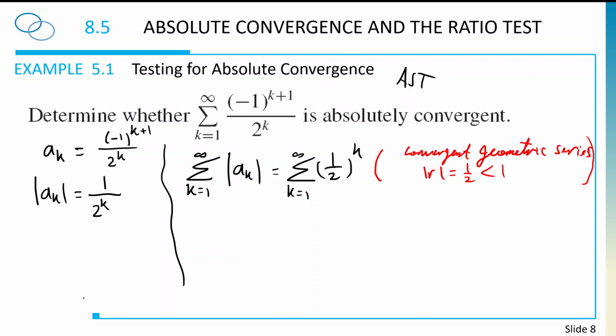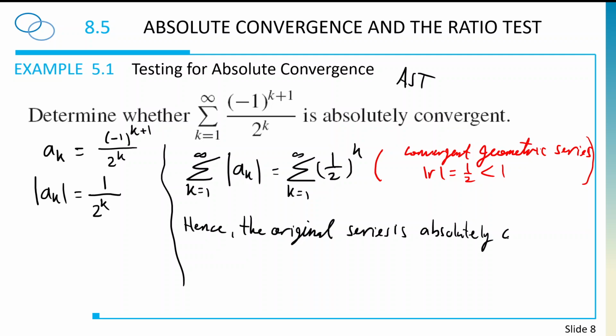So what should be my conclusion in this case? I can say that hence the original series is absolutely convergent. Okay, if the original series is absolutely convergent, can I say that it's convergent? Yes, for sure. Absolutely convergent always gives normal convergence. But I need the absolute one. Why not? It's stronger. So I took the absolute value, I've checked, it's absolutely convergent.